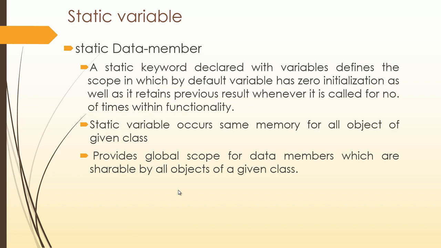static data member and static method or static function. The simple concept is, whenever we declare a variable with the static keyword, then it is known as a static variable. But a static variable by default has zero initialization, and it retains the previous result whenever it is called a number of times. But in .NET technology, whenever we declare any type of numeric data, then that data is always initialized to 0, because each and every class has by default its default constructor, and the role of that constructor is to initialize the object.